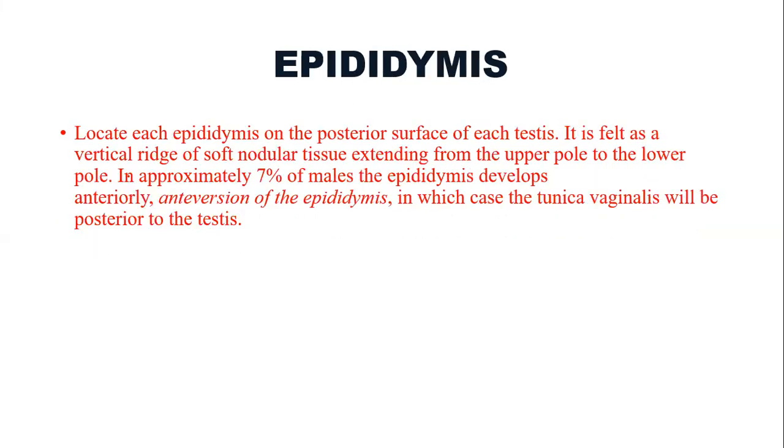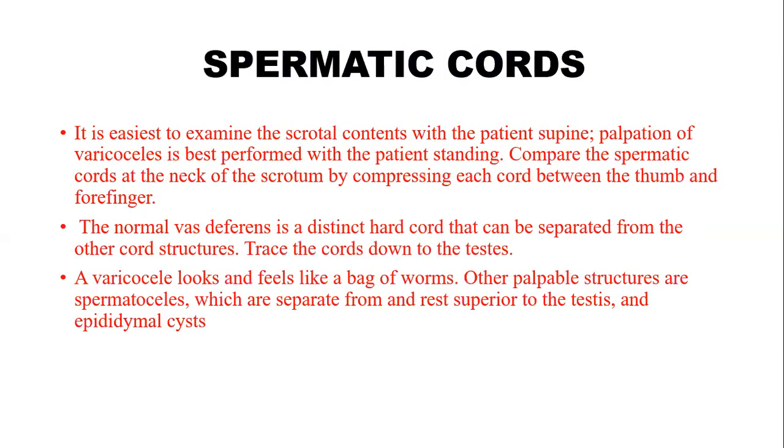Moving on to the epididymis. Locate each epididymis on the posterior surface of each testis. It is felt as a vertical ridge of soft nodular tissue extending from the upper pole to the lower pole. In approximately 7% of males, the epididymis lies anteriorly, that is anteversion of the epididymis, in which case the tunica vaginalis will be posterior to the testis. Next is the spermatic cord. It is easy to examine the scrotal contents.